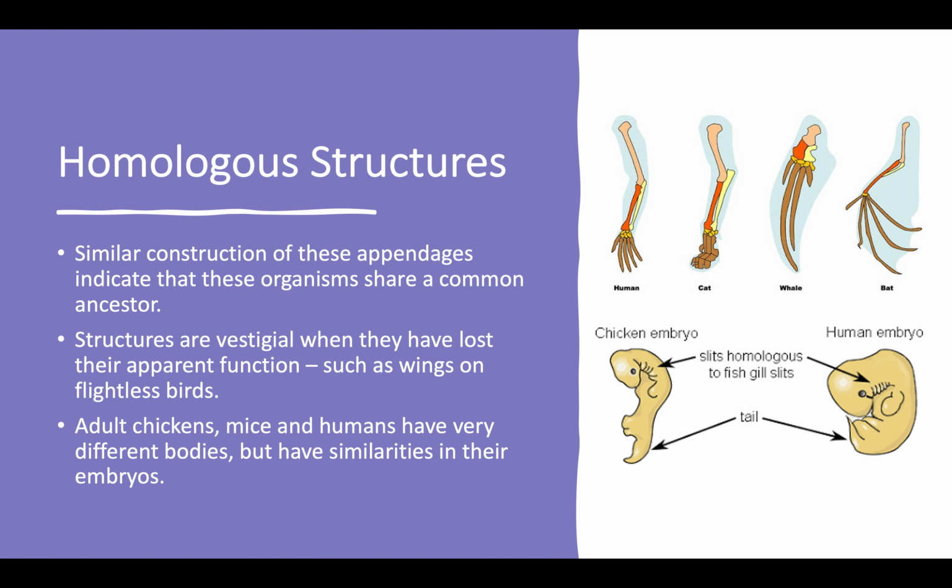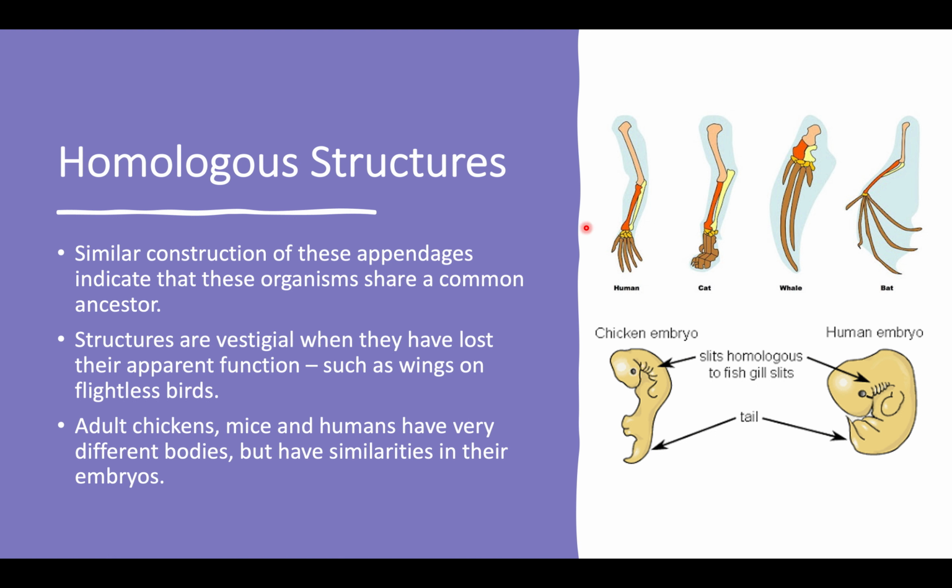So I'd like to describe to you what homologous structures are. This is indicating the process of evolution because these structures are similar within completely different species, but they follow the same track. It says similar construction of these appendages indicates that these organisms may share a common ancestor. So that would be this image here.